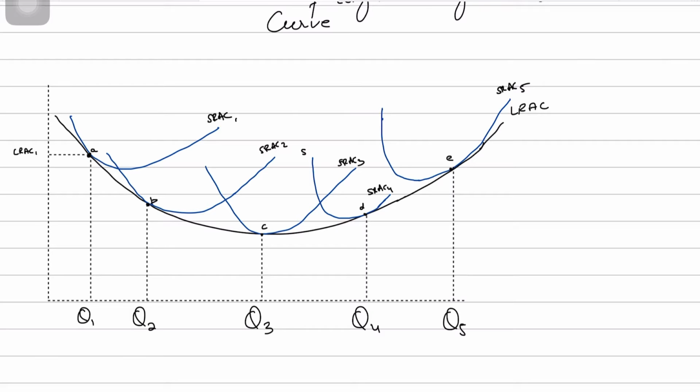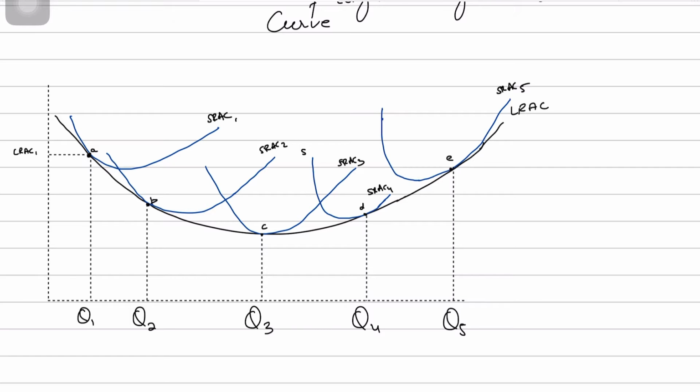And these are the points at which the firm will operate, if it chooses one of the quantities Q1, Q2, Q3, Q4, and Q5 respectively in the long run, right? And you see, all these quantities Q1 to Q5 are basically the quantities representing the optimal utilization of your fixed plant capacity, right?